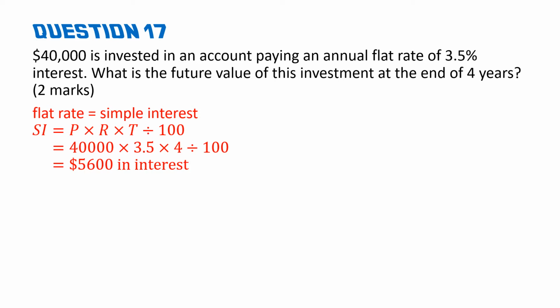But the question asks, what is the future value of the investment? So it's going to be the $40,000 that we put in plus the $5,600 we make in interest. So remember, our future value is our P plus our simple interest. So that means our future value after 4 years will be $45,600.